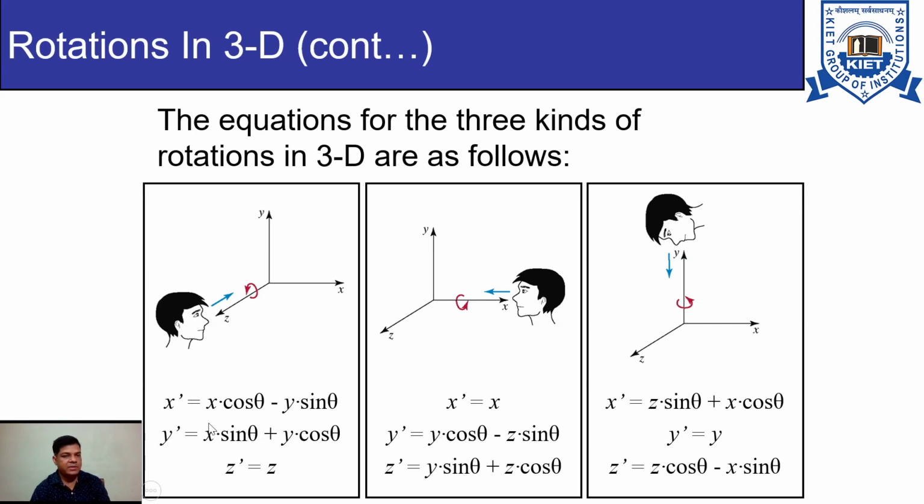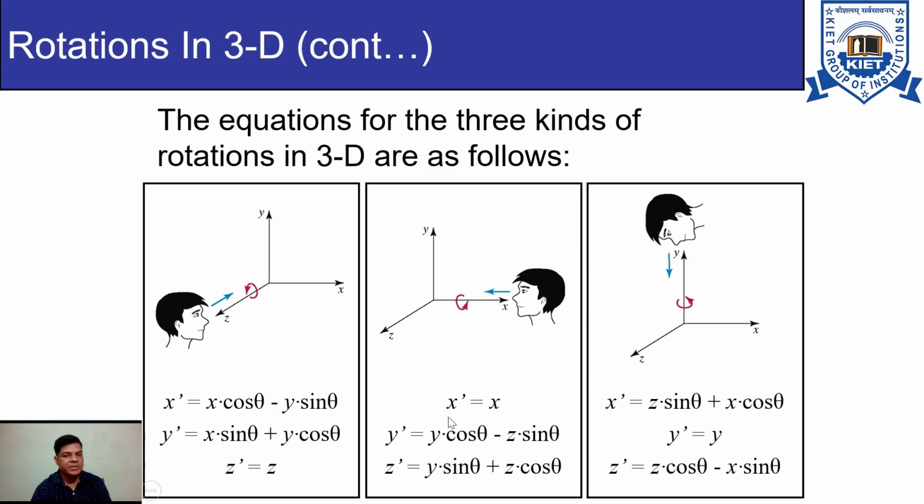And here we can see that if we are performing rotation about the z-axis, then certainly it will not change the value of z. So x' is equal to x cos theta minus y sin theta, and y' is equal to x sin theta plus y cos theta. It is similar to two-dimensional rotation, which we have already seen in the previous lectures.